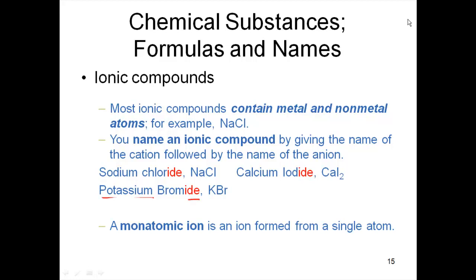A monatomic ion is an ion formed from a single atom. We have names for all the monatomic ions. Typically, for the cations it's the name of the element, and for the anions, we have the IDE ending on it.